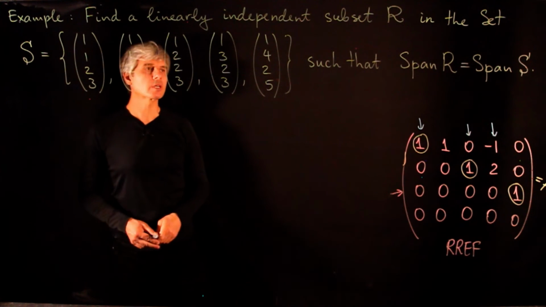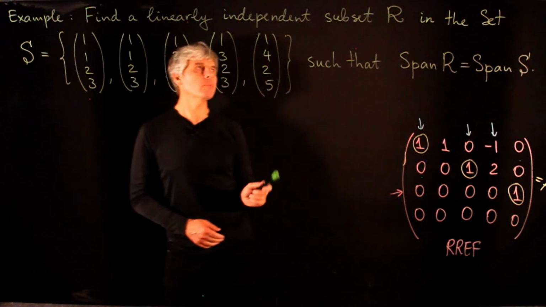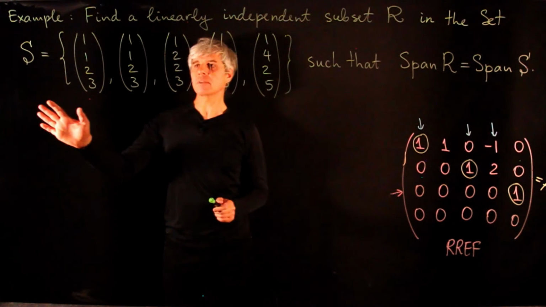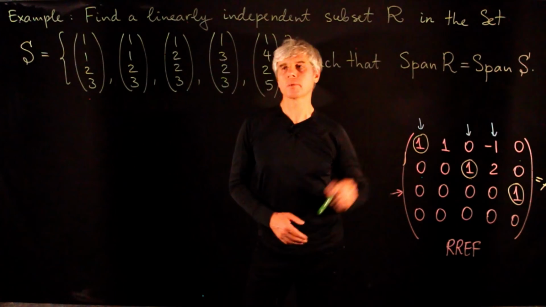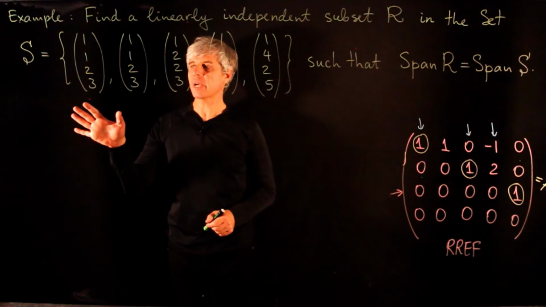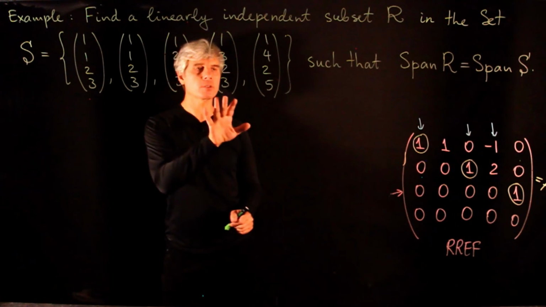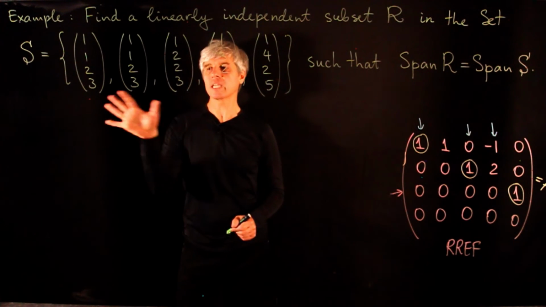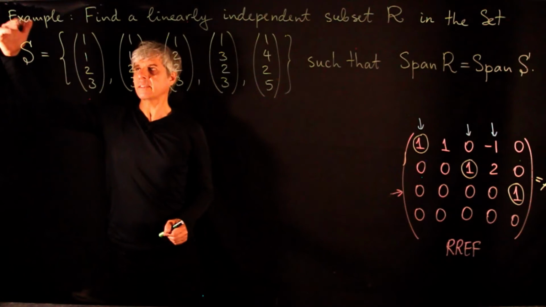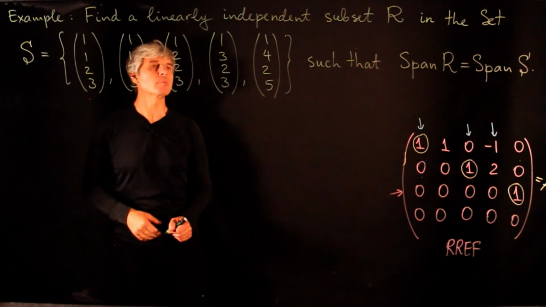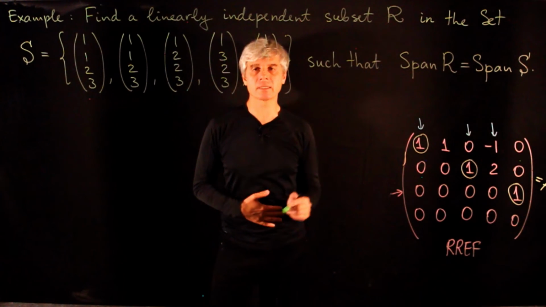All right, so let us look at the following example. We need to find a linearly independent subset R in a given set of vectors S such that the span of R is equal to the span of S. Here we have 5 vectors in R4, so we know that this set of vectors is linearly dependent. And we actually had a theorem in a previous lecture that said that such a subset always exists.